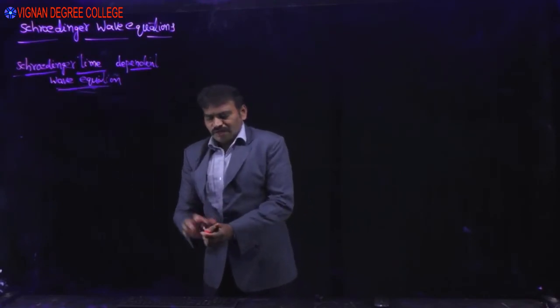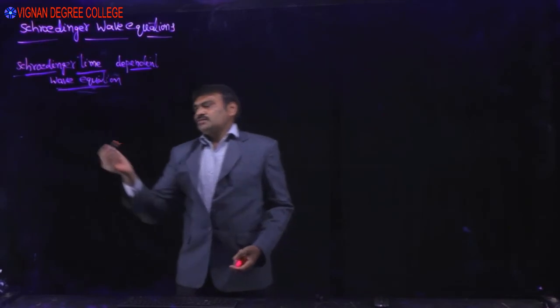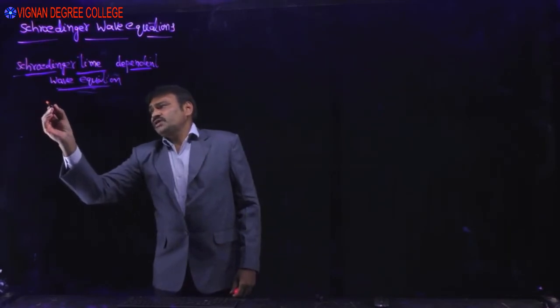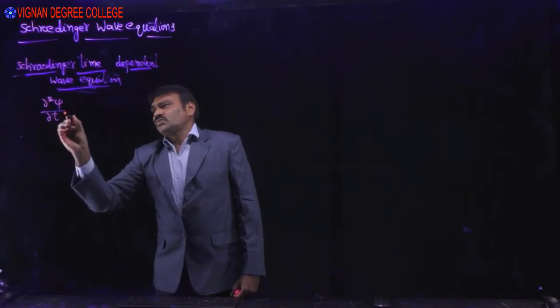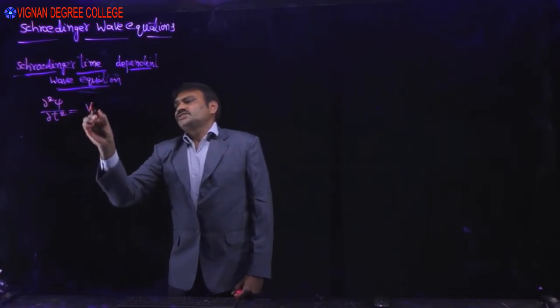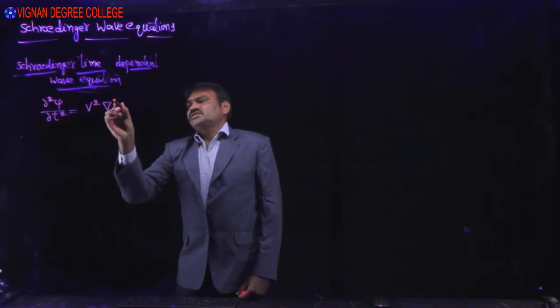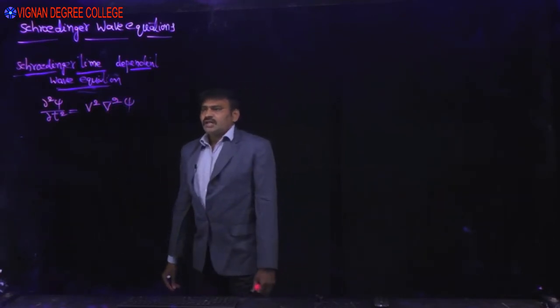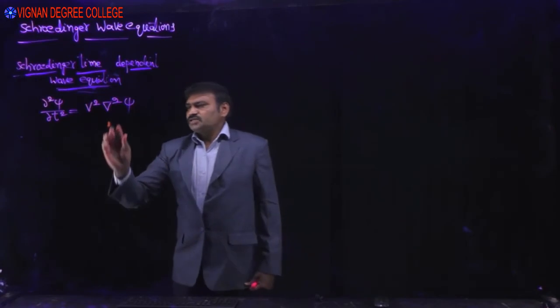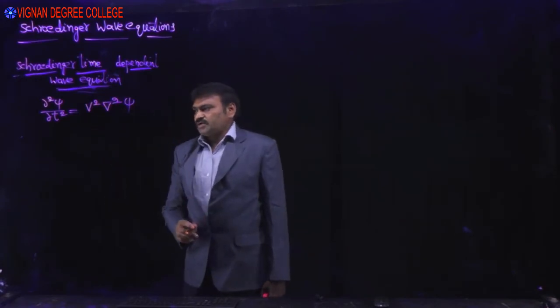You know, the classical differential wave equation is ∂²ψ/∂t² = v²∇²ψ. Here ∇² is the Laplacian operator.